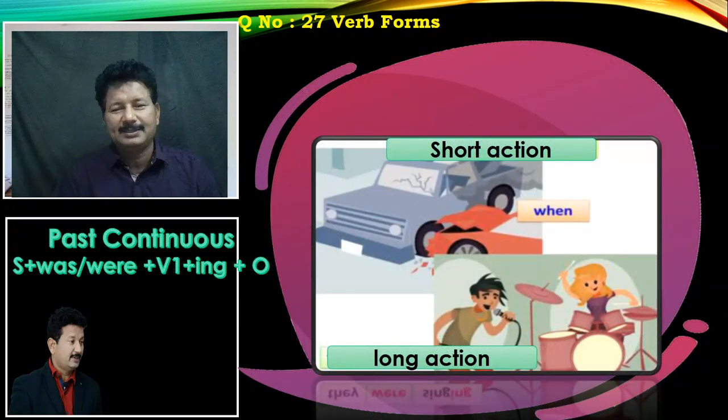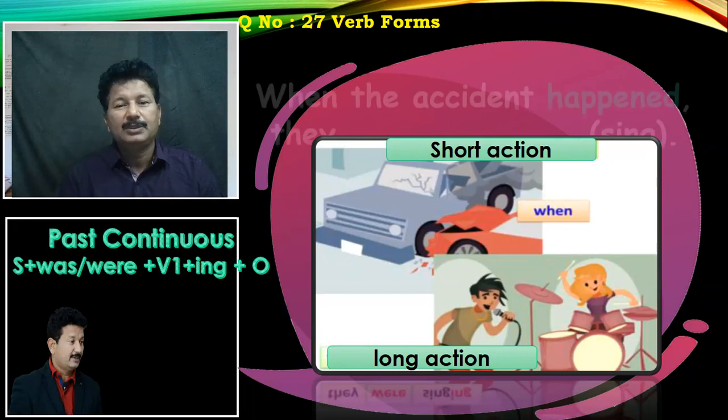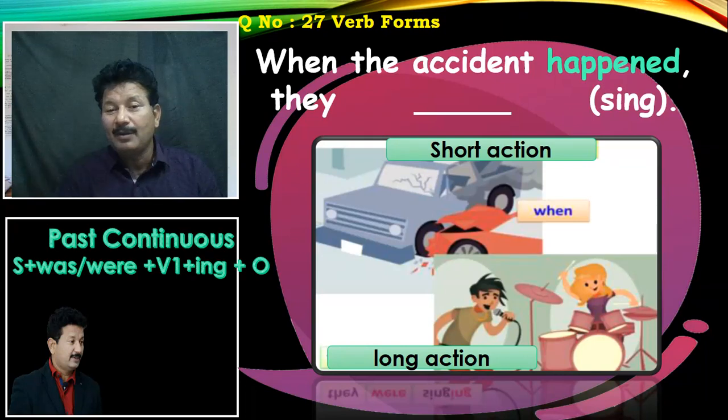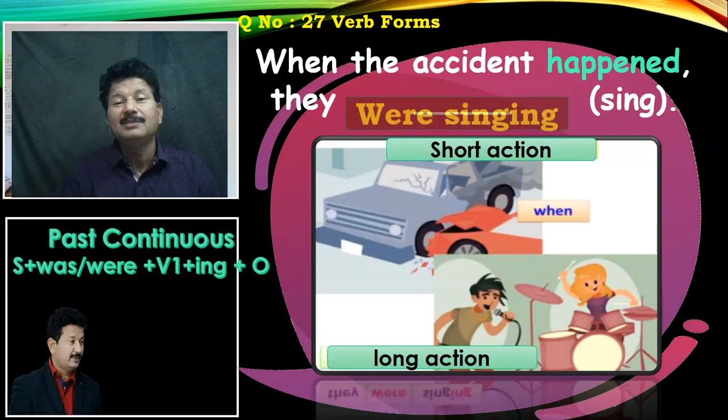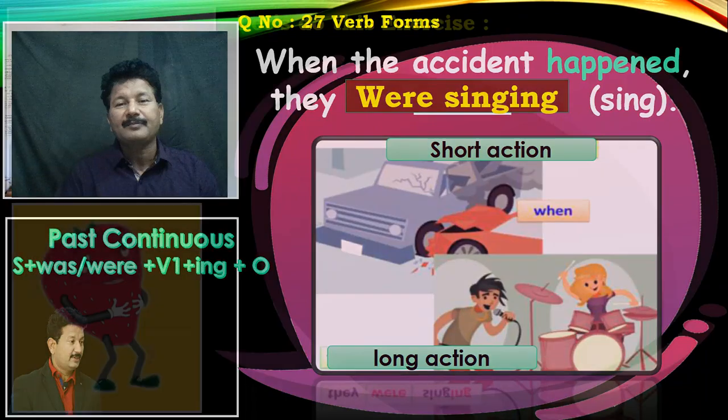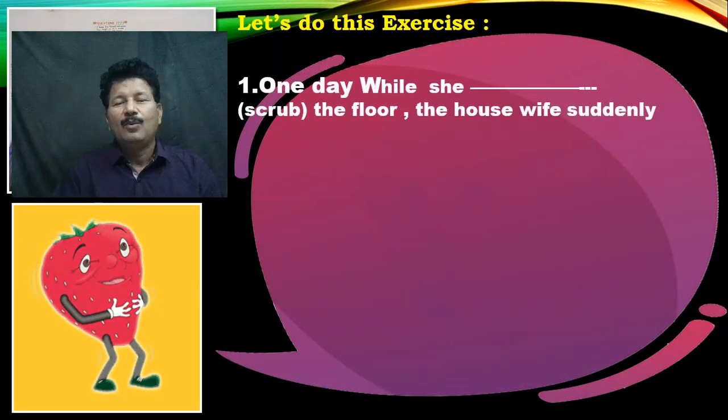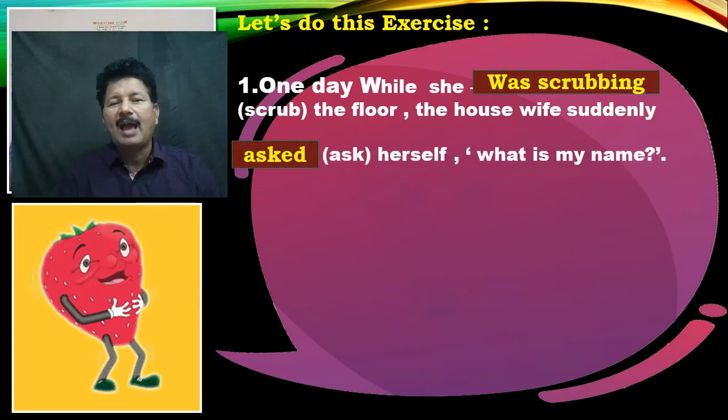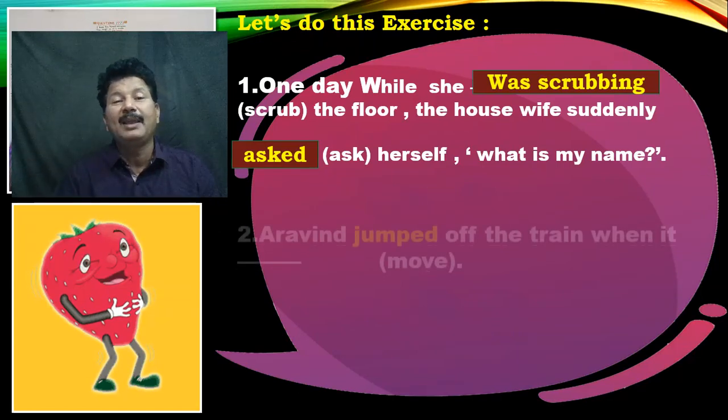Now let's look at this. There are two actions. One is singing, the other one is accident. So when the accident happened, what were they doing? They were singing, right? Now, one day, while she dashed the floor, the housewife suddenly asked herself, "What's my name?" So one day, while she was scrubbing the floor, the housewife suddenly asked herself, "What's my name?"